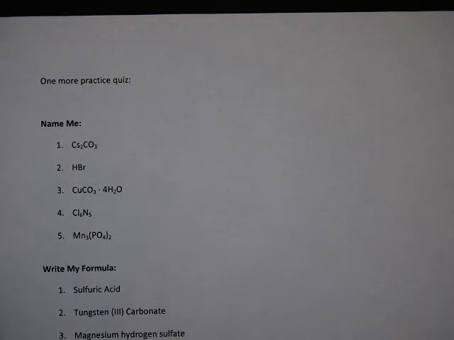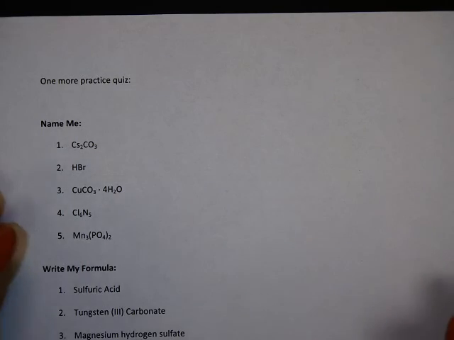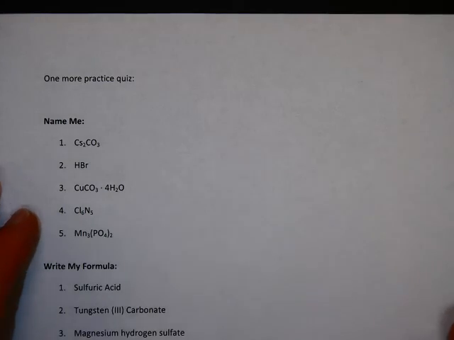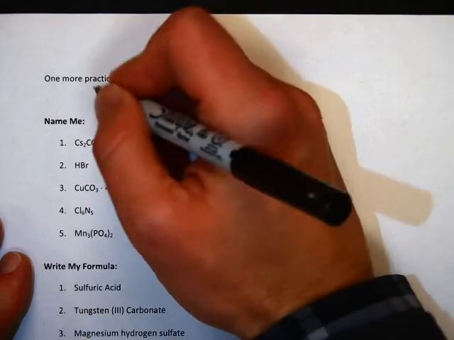Hi, this is your last chance to practice for tomorrow or Friday the 13th quiz on naming and formula writing. There are 5 different kinds of things: ionic, covalent, transition metals, acids and bases, and hydrates. And all of them are represented on the quiz.